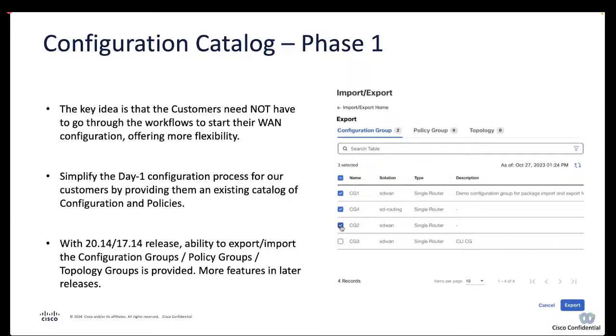So with this release, you're also getting the ability to export and import the configuration group or the security group or the topology group entity directly from one SD-WAN Manager, and you can import it to the other SD-WAN Manager, right? And once you export it, the file format will be the tar.gz file, and we will see during the demo how it works.